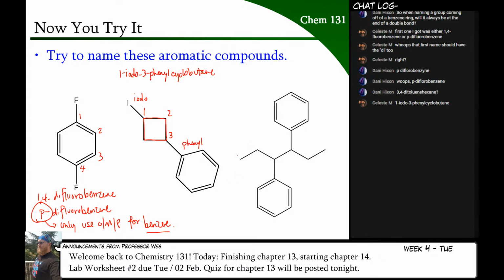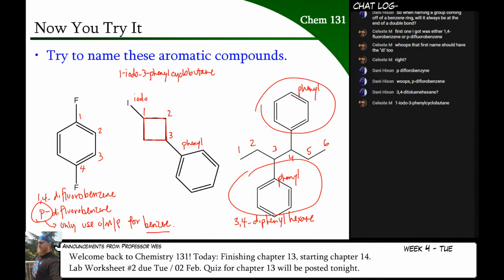All right, over here, I've got 1, 2, 3, 4, 5, 6. I've got a hexane. I've got a phenyl. I've got a phenyl. So this molecule over here would be 3,4-diphenylhexane. Because the group that's coming off right here is the phenyl group. It does look kind of like a toluene, but be careful.